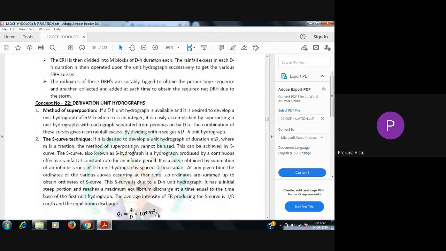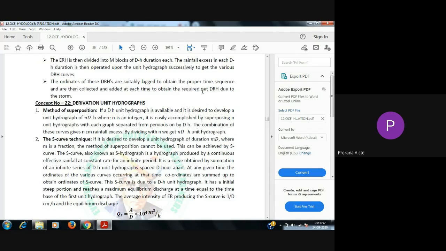So the effective rainfall hydrograph is then divided into M blocks of the D_h duration each. The rainfall excess in each D_h duration is then operated upon the unit hydrograph successively to get the various DRH curves, the direct runoff hydrograph curves. The ordinates of these direct runoff hydrographs are suitably lagged to obtain the proper time sequence and are then collected and added at each time to obtain the required net direct runoff hydrograph due to the storm.